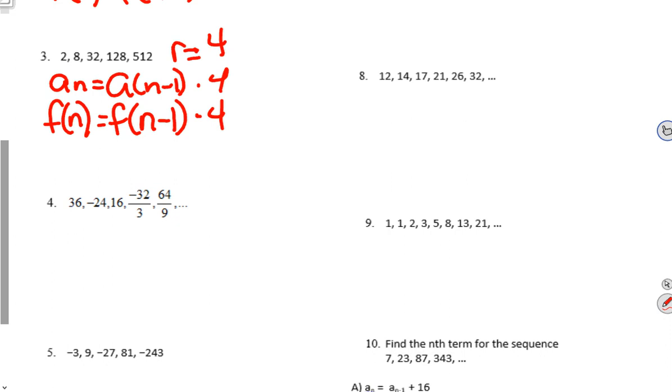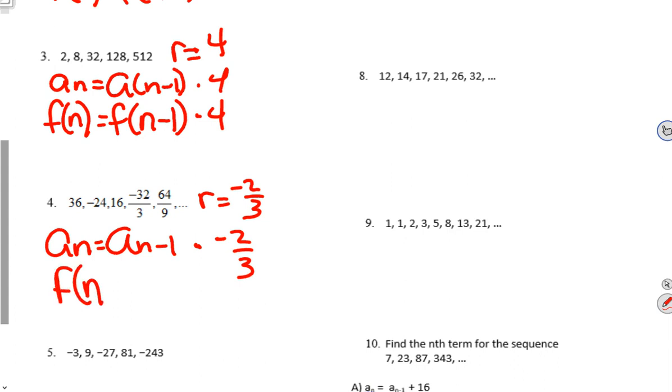Okay, number 4, 36 to -24 to 16 to -32 thirds to 64 ninths. My common ratio is -2 thirds. So a of n equals a of n minus 1 times -2 thirds. Function notation, f of n is equal to f of n minus 1 times -2 thirds.